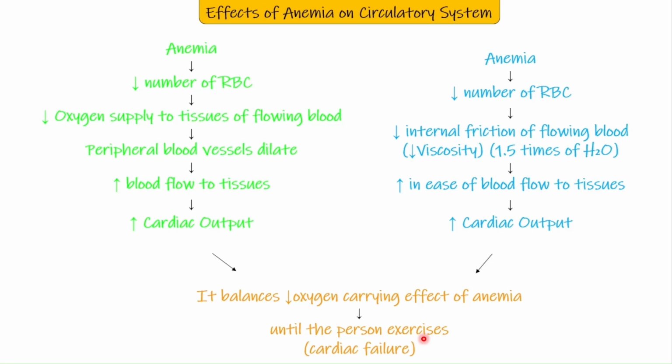So the person feels extremely exhausted and extremely fatigued when an anemic person exercises, and it might lead to cardiac failure. What is cardiac failure? Cardiac failure is basically that the heart is unable to pump the required amount of blood to the tissues, the required amount of blood according to the oxygen demand. Okay, so basically the anemic person might go into cardiac failure. Okay, so this is anemia, the types of anemia and the effects of anemia on the circulatory system.